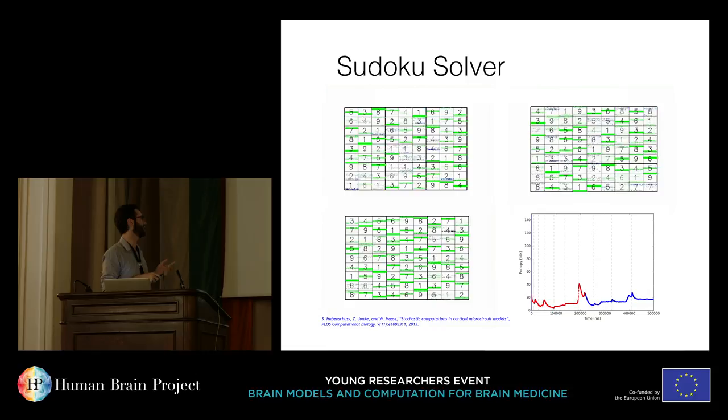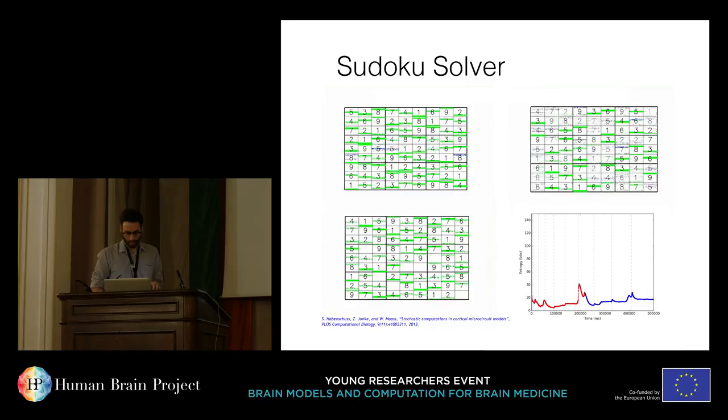In the bottom corner here, you can see how the entropy changes with time. It's constantly up and down because it's a constantly changing system, until eventually it reaches blue. There's still an element of changing after that, but it has then settled on the right solution and it's just fine-tuning the last few digits. This is all again done on SpiNNaker, and it's actually comparable in speed to some of the mathematical solvers that have been developed.